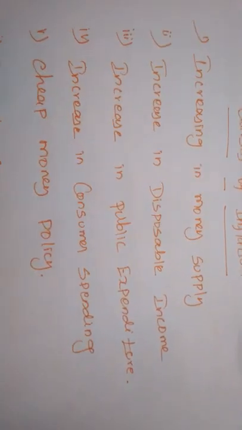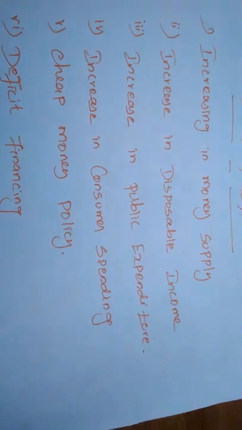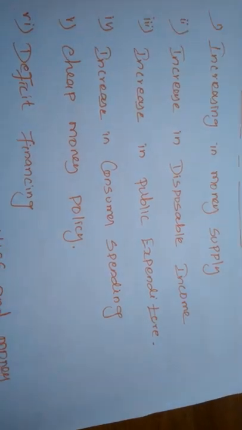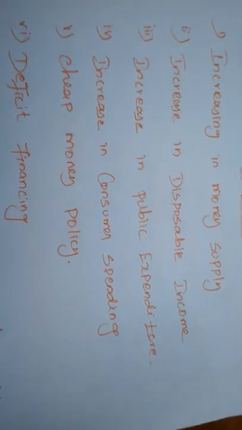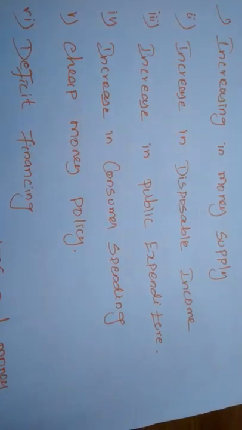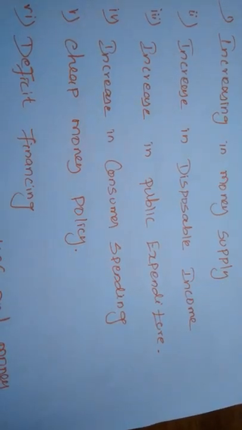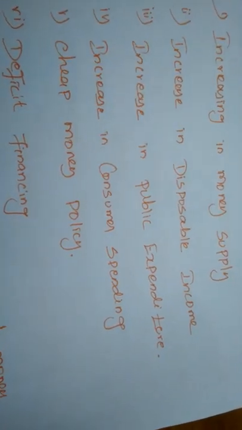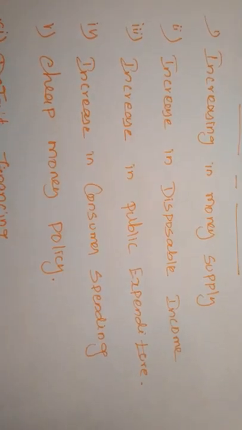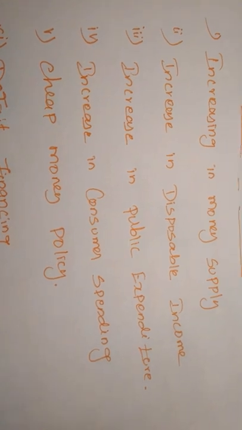Next, increase in disposable income. Whenever a person has more disposable income, he will be able to spend more money on consuming commodities. Normally, when we have more chance to spend money on consuming any commodity, whenever we have reduced tax payment or increased national income, our disposable income will increase. The disposable income is obtained by deducting the tax payment plus their own savings.